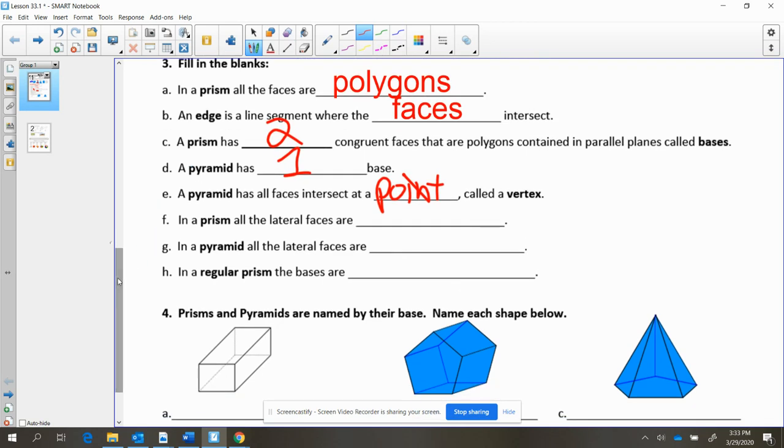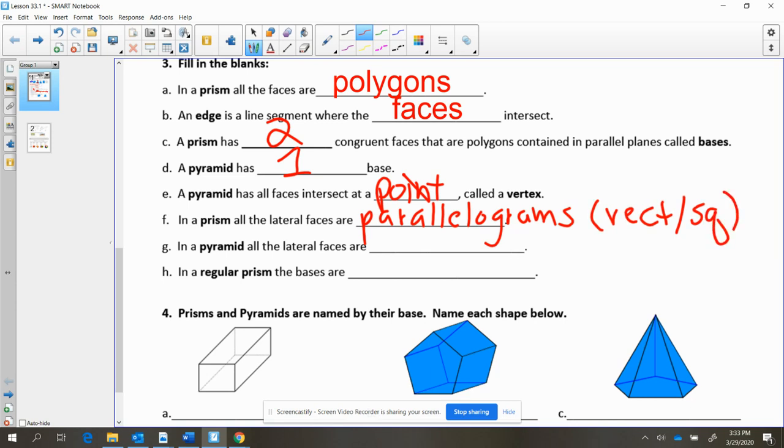Now in a prism, all of the lateral faces are parallelograms. All those lateral faces, so basically anything that is not considered our base, are going to be our lateral faces, and they're always going to be parallelograms. They're usually going to be either rectangles or squares, depending. In a pyramid, all the lateral faces have to be triangles.